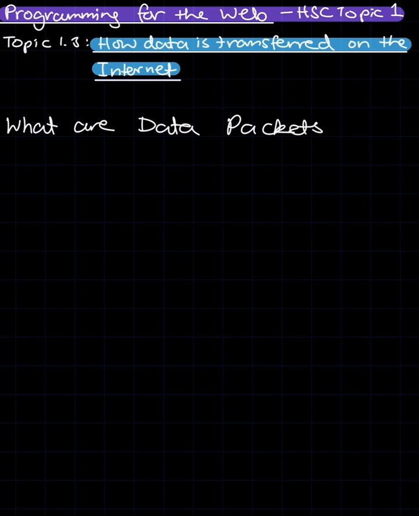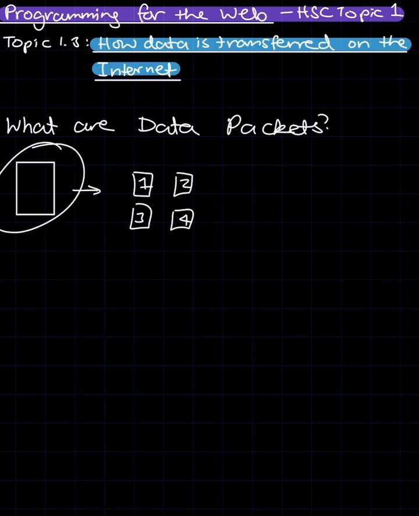Well, I will draw a diagram showing this is a big file, and we can break this down into smaller blocks. And this is packet 1, packet 2, packet 3, packet 4. So when you send or receive anything over the internet, whether it's an image, video, or a song, that data doesn't travel in one big chunk. It gets chopped into data packets.